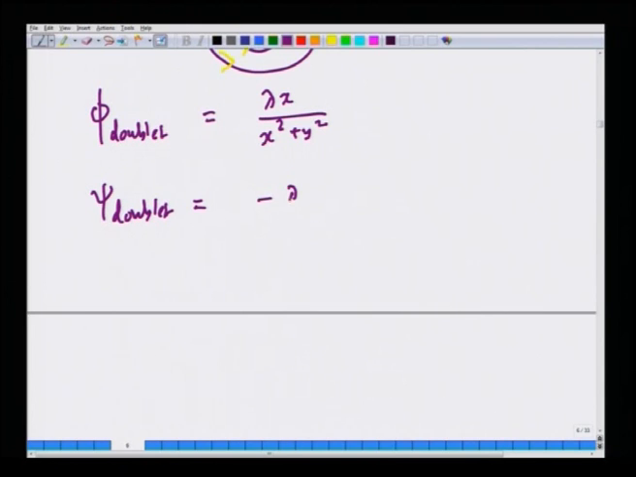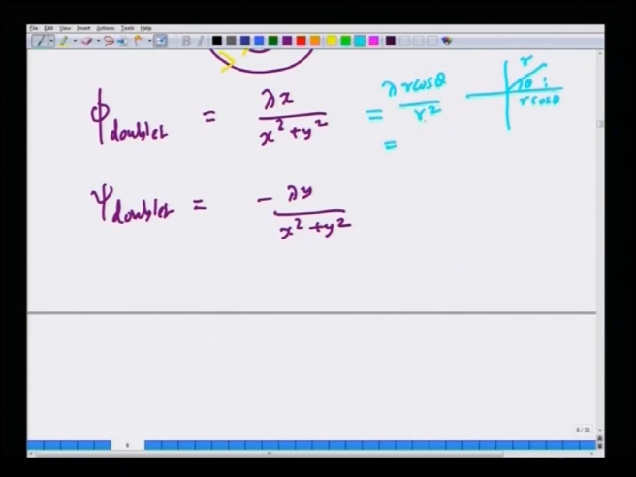Psi doublet is minus lambda y divided by x squared plus y squared. From geometry we can write this in cylindrical polar coordinates. So, x by x squared plus y squared: if you look at the polar coordinates, you have r, theta, and x is r cos theta. So, lambda r cos theta divided by r squared becomes lambda cos theta by r, and the stream function becomes minus lambda sin theta by r. So, these are the expressions for the stream functions and velocity potentials for a doublet.